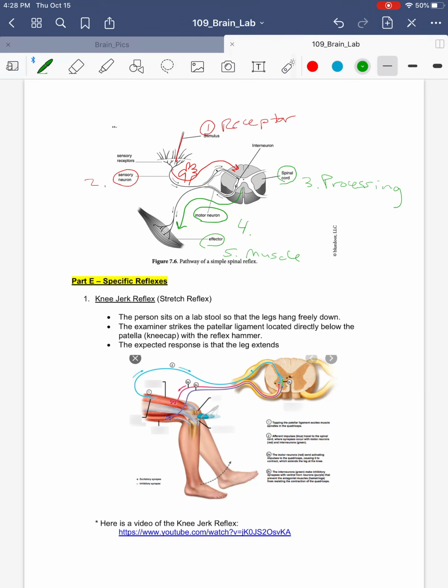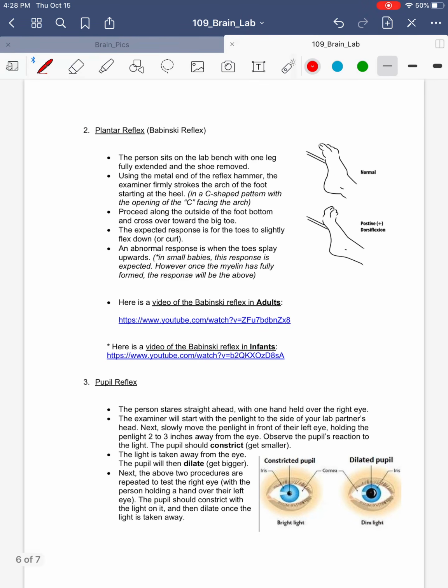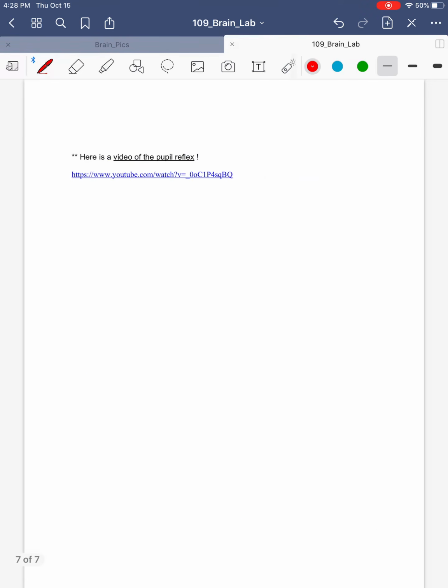Cool. Now, if we were in lab, we'd be doing this in person. We can't, so I've got some videos and you can go through it on your own. We have the patellar tendon reflex, so you're going to go through what that is and watch the video. We have the Babinski or plantar reflex. This involves using the sharp end of the reflex hammer to draw a C pattern on the bottom of the foot. And you can read about what the expected response is in an adult and in a baby. And then lastly, we have the pupil reflex. And there's a video at the end.